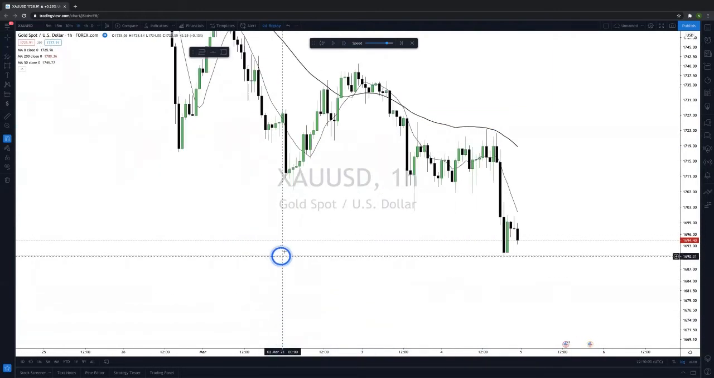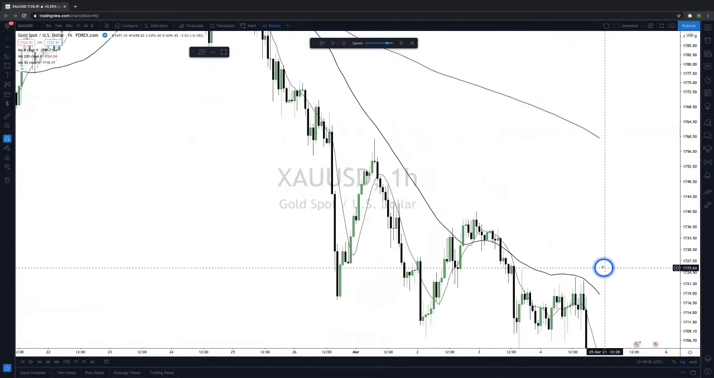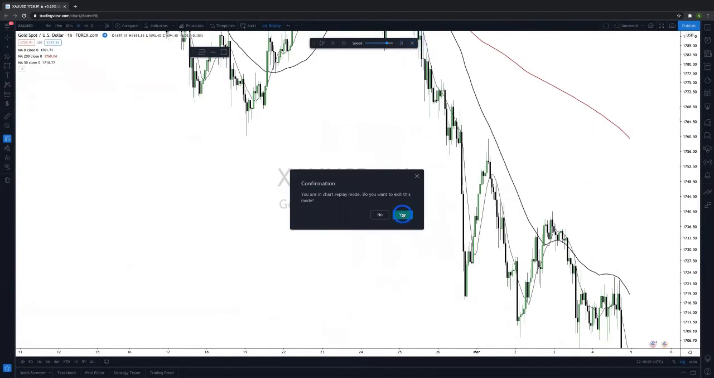Now let's get into buy limits. Let me show y'all a buy limit. So let's see if we can find a buy limit real quick.